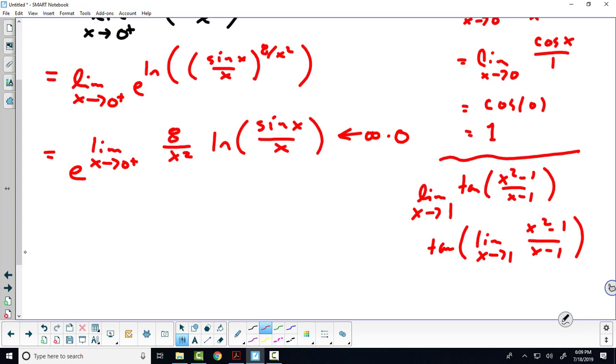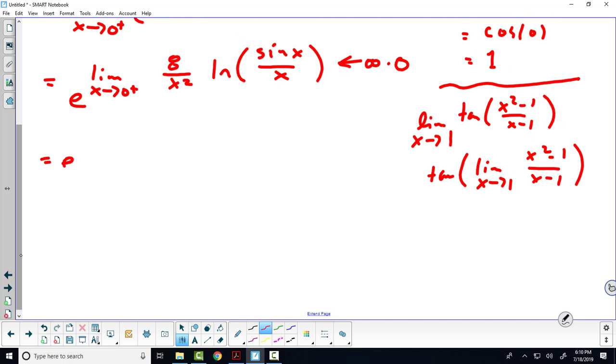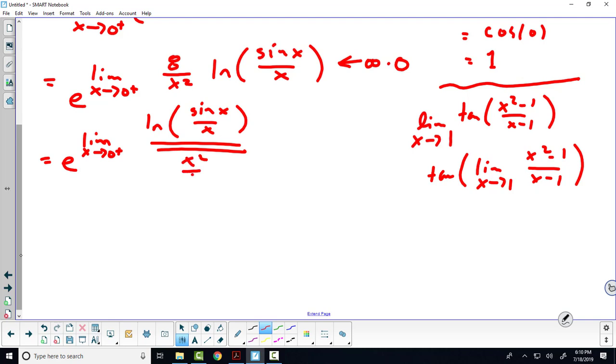How did it go when we tried to bring natural logs down and invert them? Not so good. So let's bring the polynomial component down and invert that. So this gives us e to the limit as x approaches 0 from the right of the natural log of the sine of x over x, divided by x squared over 8.